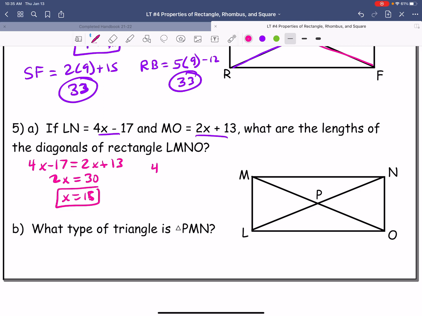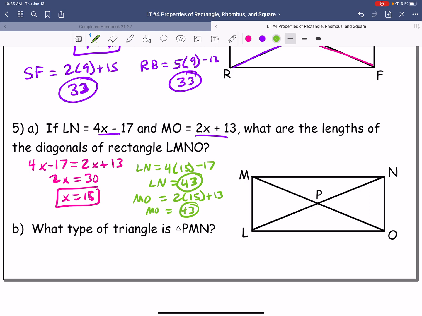So I'm going to do for LN 4 times 15 minus 17. So LN is equal to 43. And then I can also double check myself by doing MO, 2 times 15 plus 13. And that also gives me 43. So I know the length of my diagonal is 43.